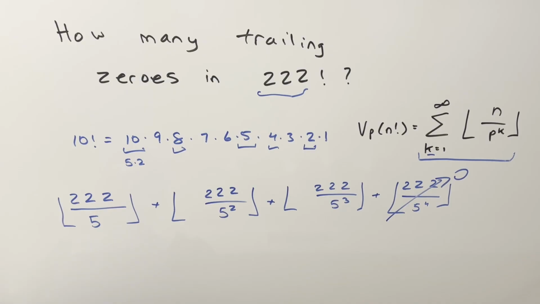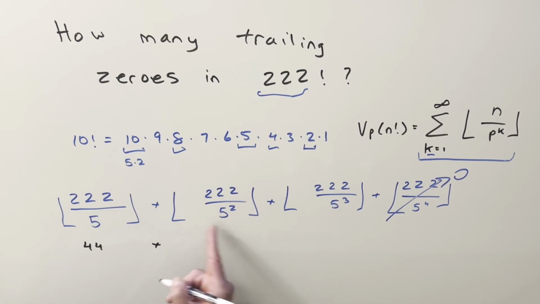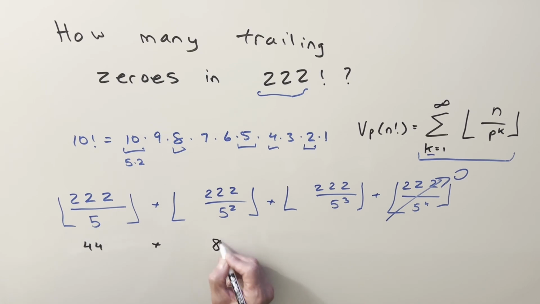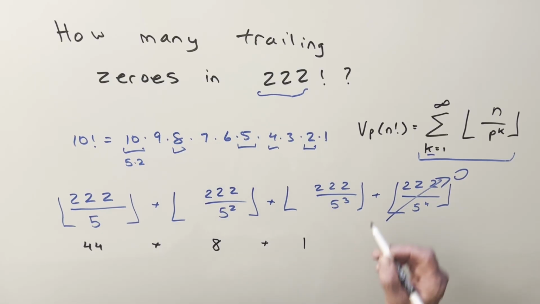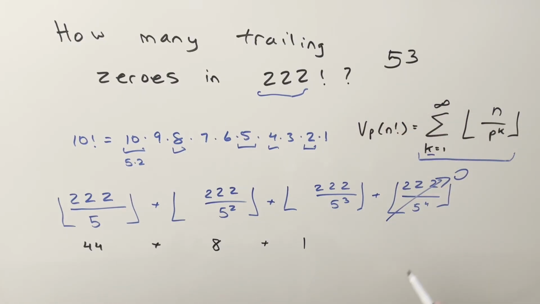That's going to be, I think, 44, rounded down with the floor function. Then this one right here, divide 25 into that, you get 8. Again, rounding down. You get like 8 point something, but we round down with the floor and get an 8. Over here, that's 125 into this. That's just going to be a 1. Add that up, 44 plus 8 plus 1. And for the solution, we just get 53. So not too bad, not that much work.